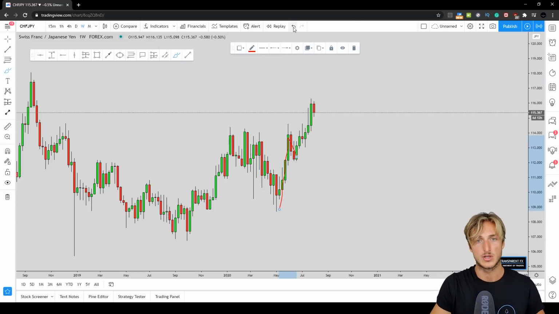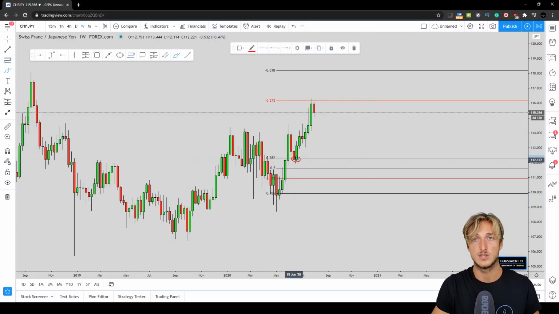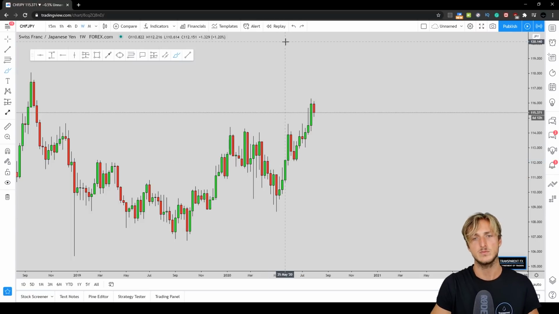Now, if you want to measure this correction, what are you supposed to be doing? Taking your Fibonacci from the low to the high of the impulse, and you can see that the market retraced exactly to the 0.382 of the Fibonacci taken on the impulse. Now, specifically, what did we have?